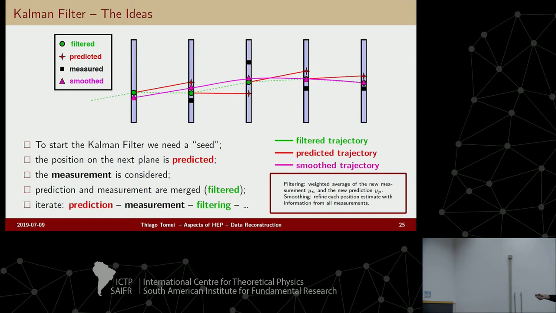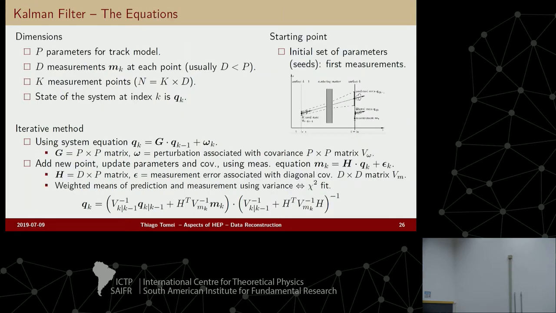You merge them, usually take a weighted average, and you filter. And then you iterate. Predict, measure, filter. Predict, measure, filter. And in the end, you come back, and you smooth, and you make a final fit. And that's how it's actually done. Now, these are cartoon pictures, of course. But there are actually the equations for this, which I'm not even going to try to go through. I just want to tell you the size of the matrices involved here.